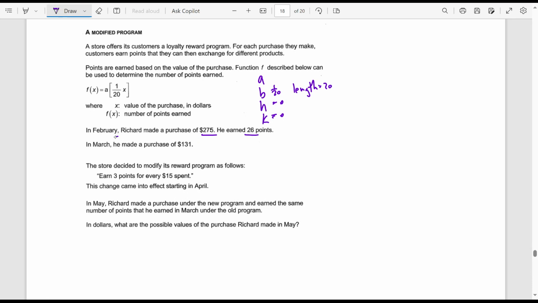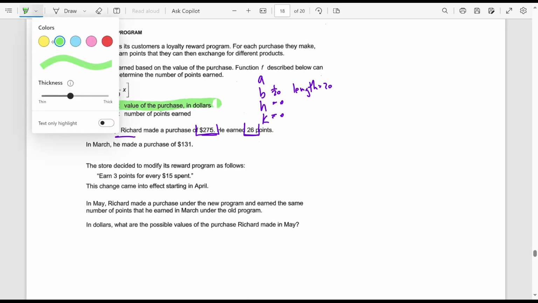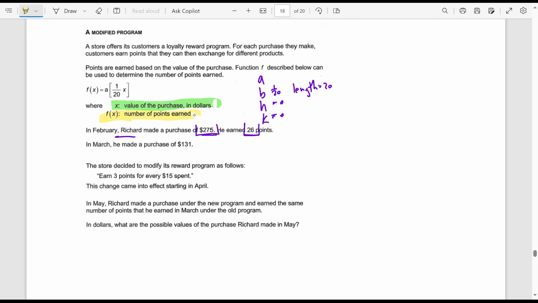In February, Richard made a purchase of 275 and he earned 26 points. So let's take a look at the most important part of a question like this. What is X defined as? What is Y defined as? Why that's important is I can now say that because X is the value of the purchase in dollars, the 275 is the X, and the number of points is Y. I now know that at a purchase of 275, the point return would be 26.